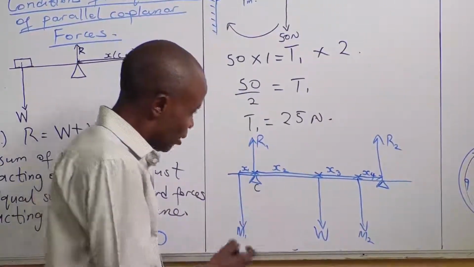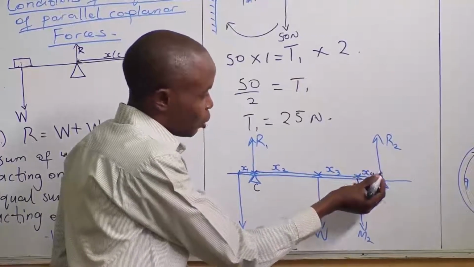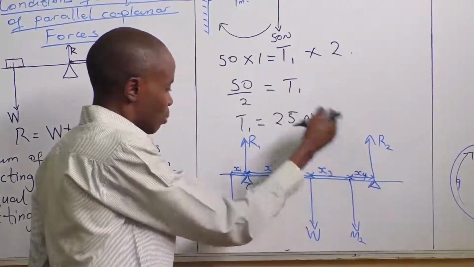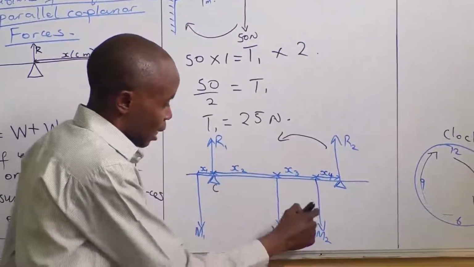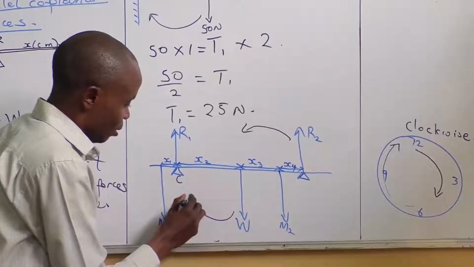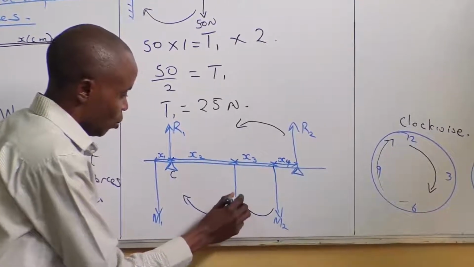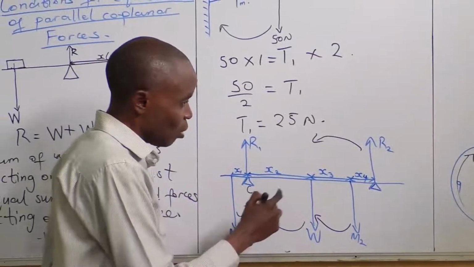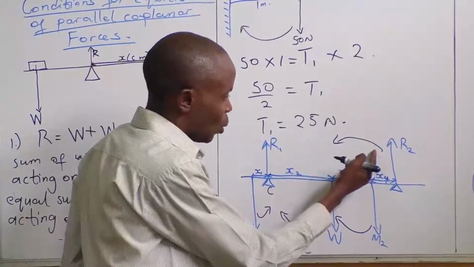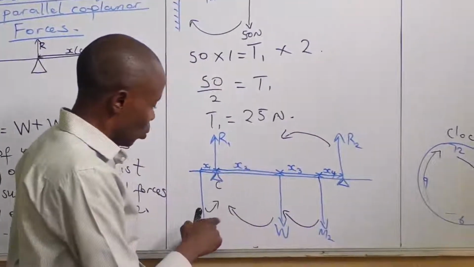In rounding off, let's just see, for demonstration, R2, if R2 was moving towards R1, R2 will move this way. W will move this way. M2 will move this way. They were moving towards point C, and this will move this way. If you look at this, it is going anti-clockwise, and so it is.